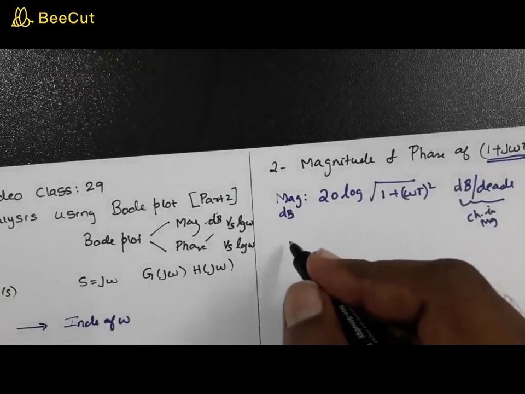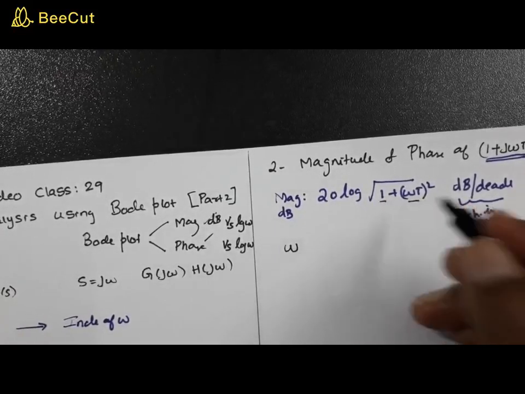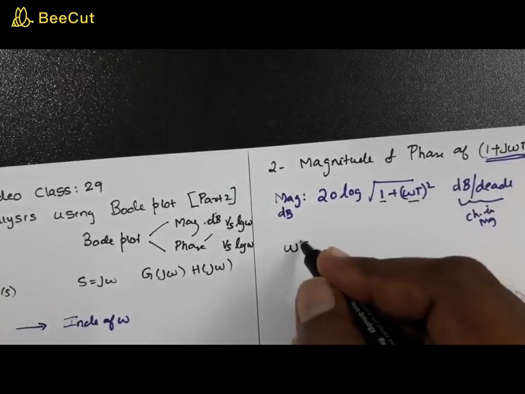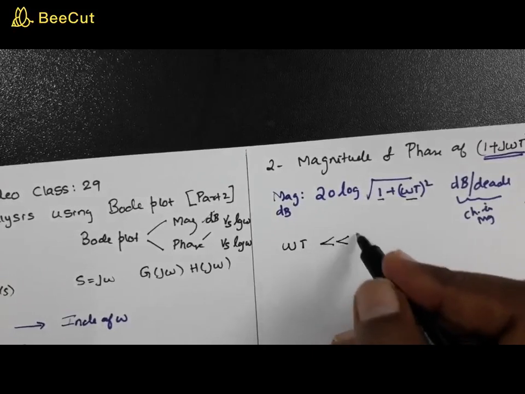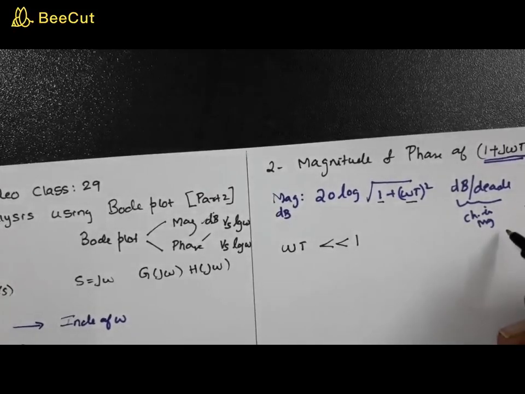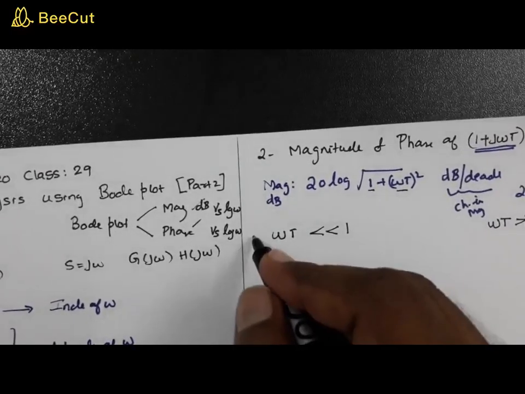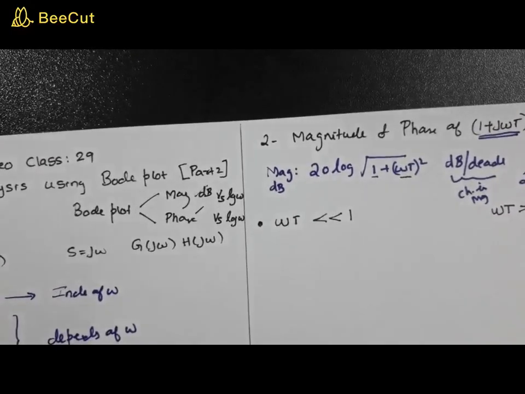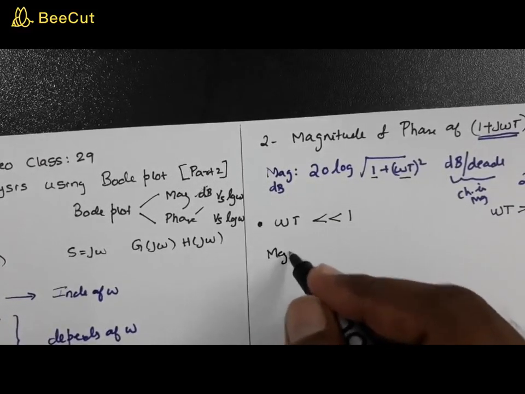Now, you can see two terms, 1 and omega t. Depending on the value of t, omega t can be much less than 1. So there can be two cases: one where omega t is much less than 1, and another where omega t is much higher than 1. Coming to case 1, when omega t is much less than 1, what's going to be your magnitude?